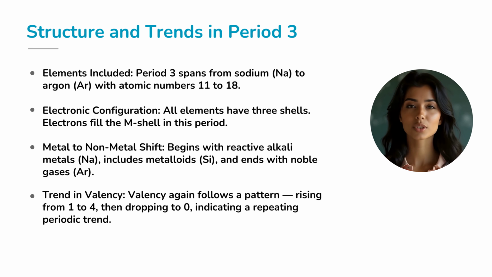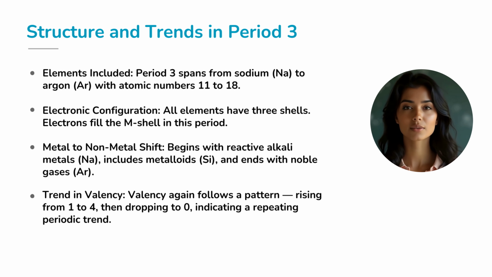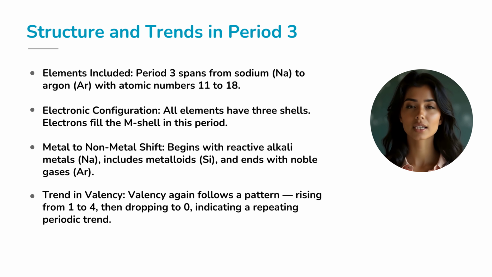Let's now explore period 3 from sodium, atomic number 11, to argon, atomic number 18. All these elements have three electron shells, K, L, and M. As we move across this period, the outermost shell, the M shell, is being filled one electron at a time. The progression goes like this: sodium 2, 8, 1; magnesium 2, 8, 2; aluminum 2, 8, 3; and so on until argon 2, 8, 8.